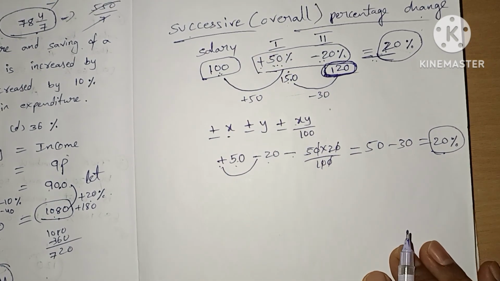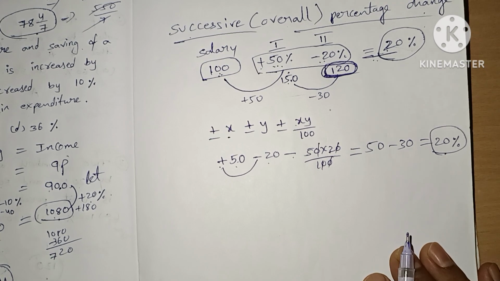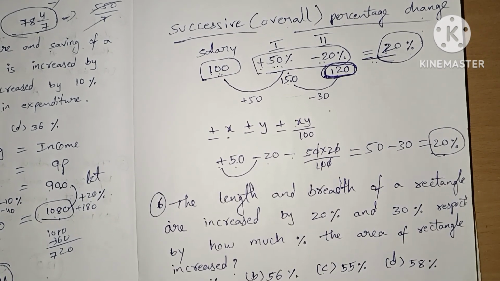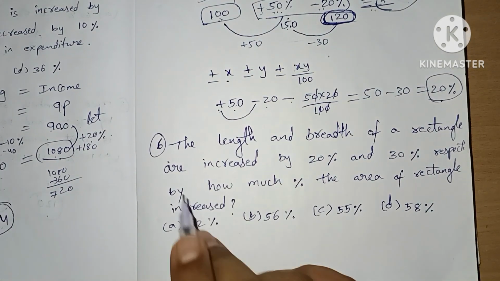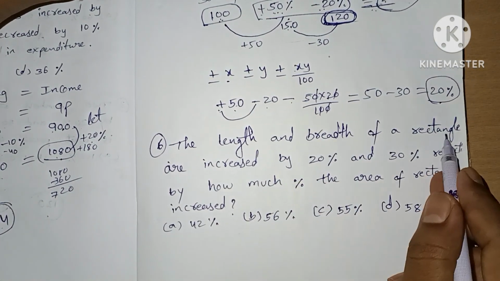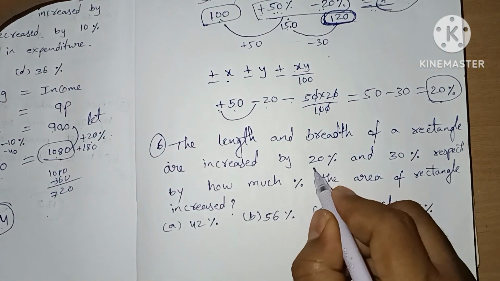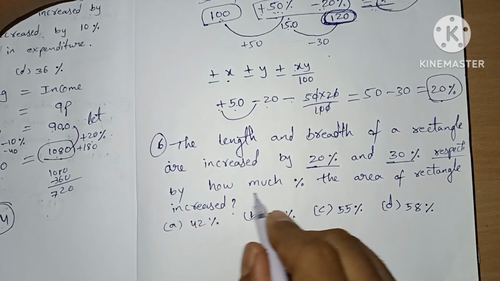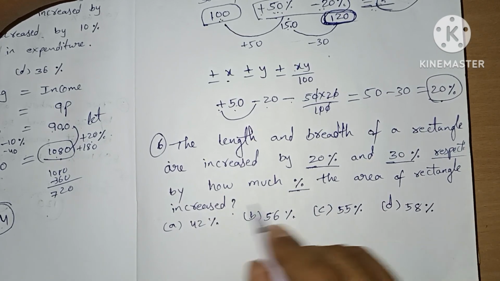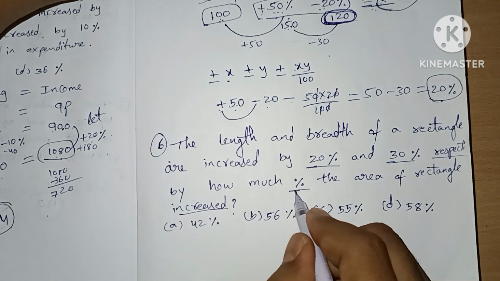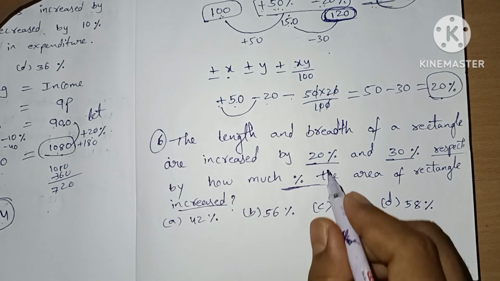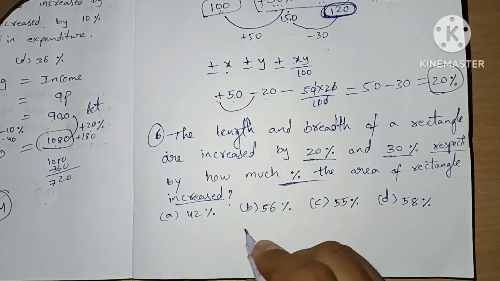Let's take some examples and solve those examples. This is the question. The length and breadth of a rectangle are increased by 20% and 30% respectively. By how much percentage is the area of the rectangle increased? We need to find the total percentage change.